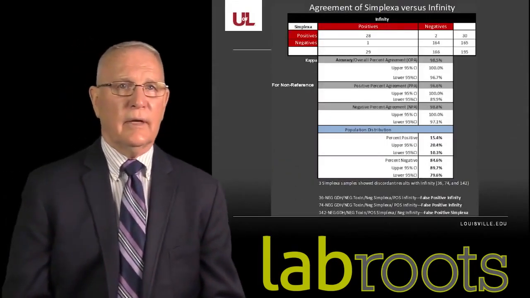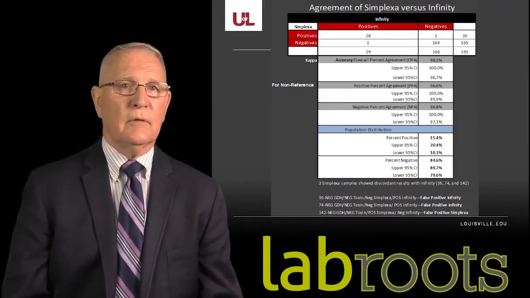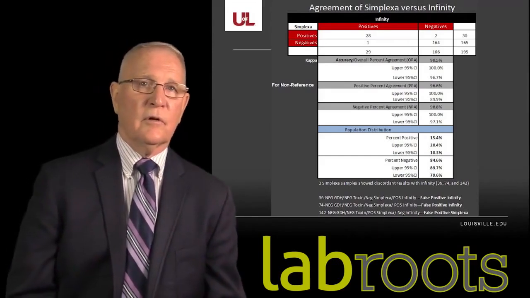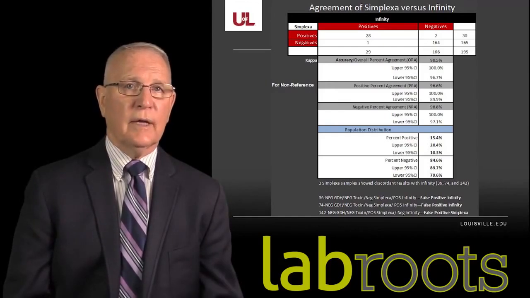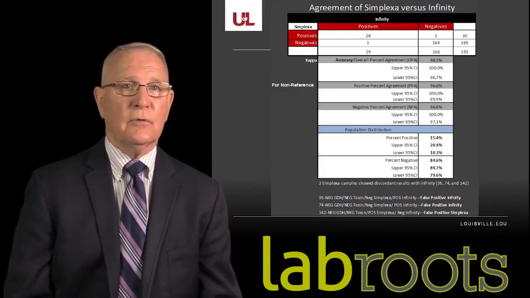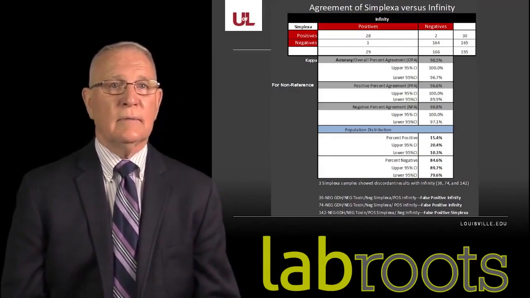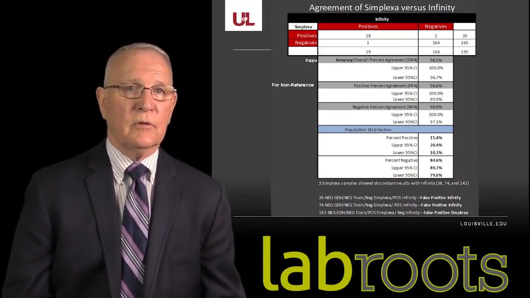To kind of break down the data in its entirety in terms of specifically the agreement of the Diasorin Simplexa, probably should update my slides, versus the Cepheid Infinity. Overall, there were 28 positives, 2 negatives. There were 1 negative and 1 positive by Infinity, 164 were negative. And once again, there were 29 positives versus 166, which adds up to the total number of tested.